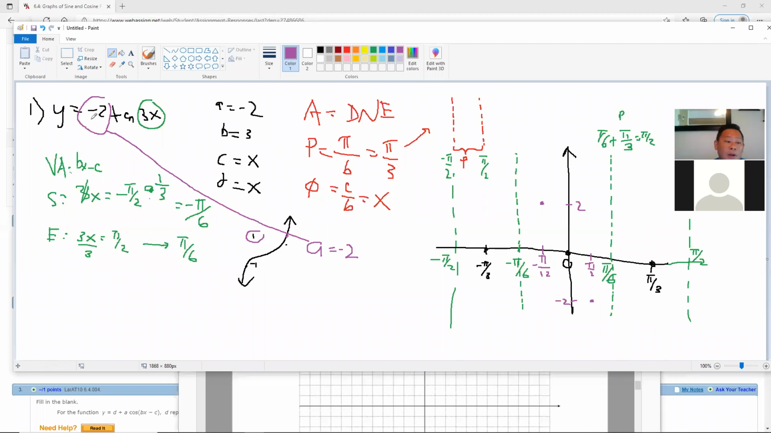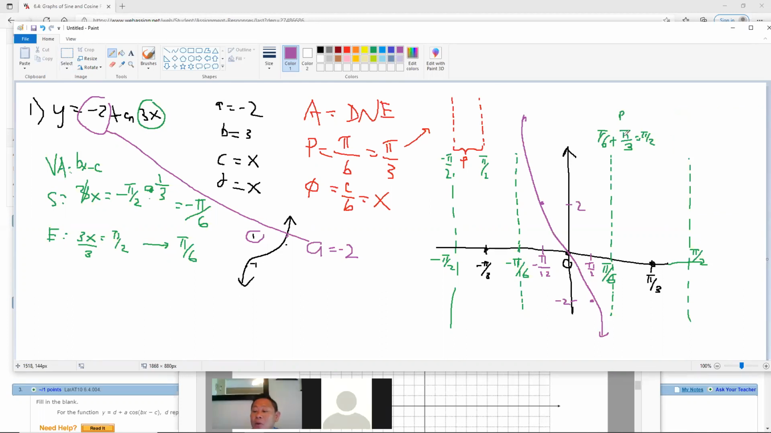Don't forget, because of a negative, your tangent graph is no longer like a cubic, but it's going to be the opposite of a cubic. And that 2 pulls our 1, so the amplitude becomes 2, kind of like an amplitude type. So your graph will look like the purple one. That is what your answer is in this case.